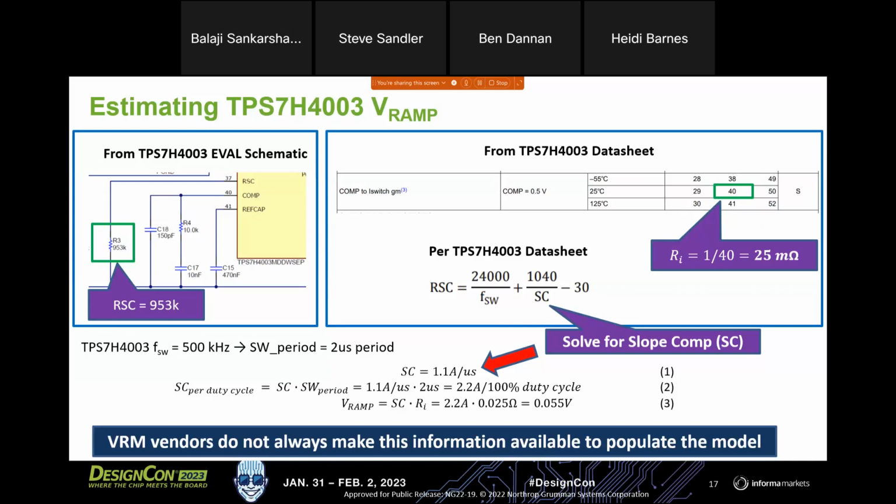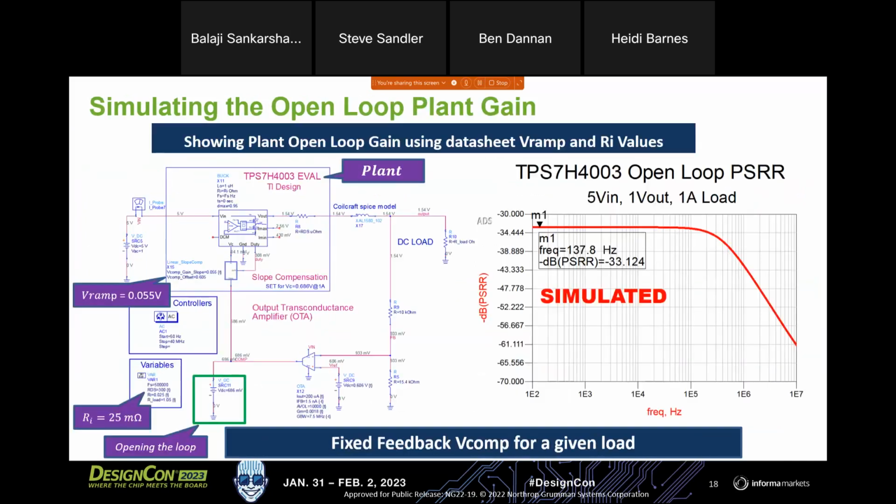0.055 volts. So that's the number you want to keep in the back of your mind, along with that 25 milliohms and the other terms I told you a second ago, 26.6 milliohms. So now we have the two parameters we need to populate this model, and now we can characterize our plant, right? So you can show the open loop gain here.